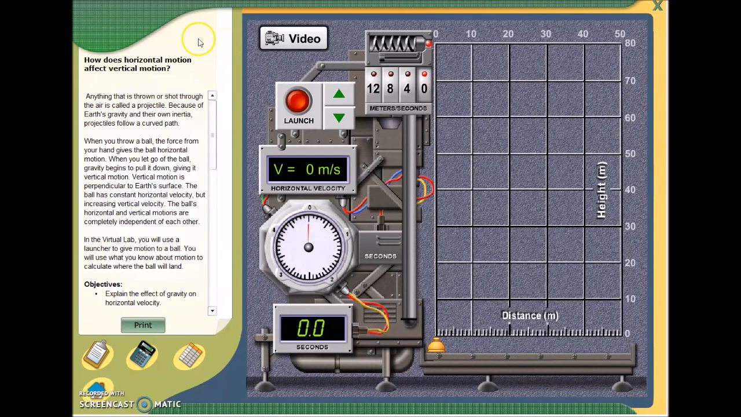Alright, welcome to a demonstration on virtual labs. This particular one is on how horizontal motion affects vertical motion. Most of these Glencoe labs are almost identical.